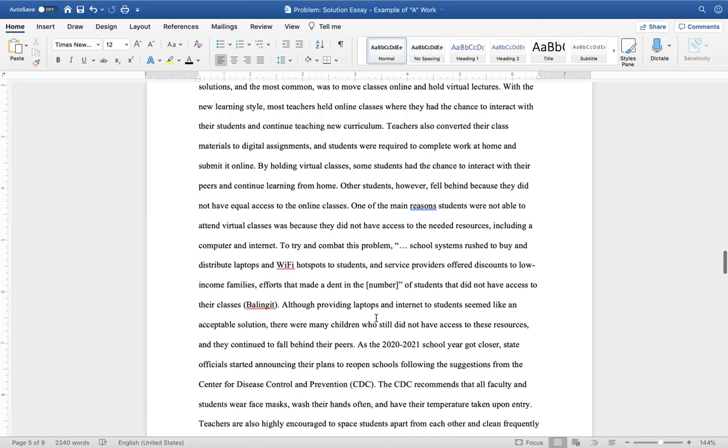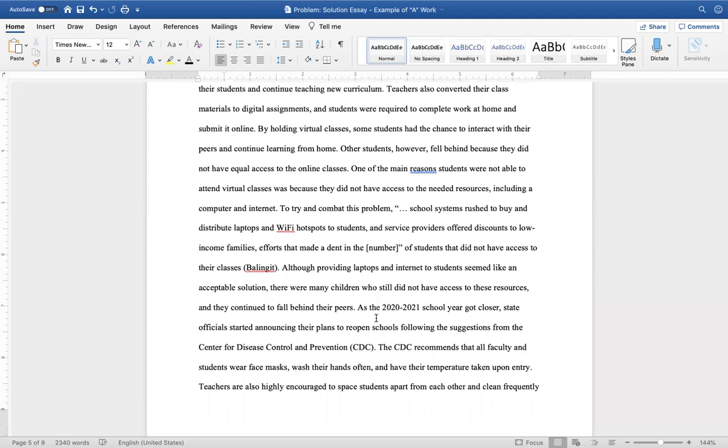To try to combat this problem, school systems rushed to buy and distribute laptops and Wi-Fi hotspots to students, and service providers offered discounts to low income families, efforts that made a dent in the number of students that did not have access to their classes. Although providing laptops and internet to students seemed like an acceptable solution, there were many children who still did not have access to these resources, and they continued to fall behind their peers.